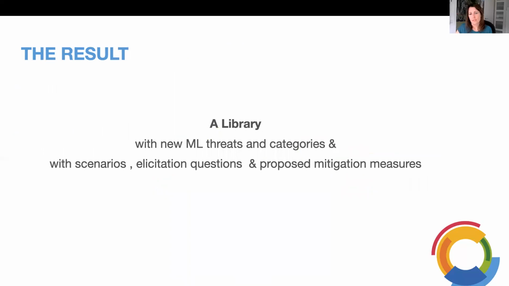So just to summarize, the result after the adaptation of LINDDUN is a library containing new threats and categories specific for machine learning. And every threat contains scenarios, elicitation questions, and proposed mitigation measures, like what we see in the LINDDUN GO cards.